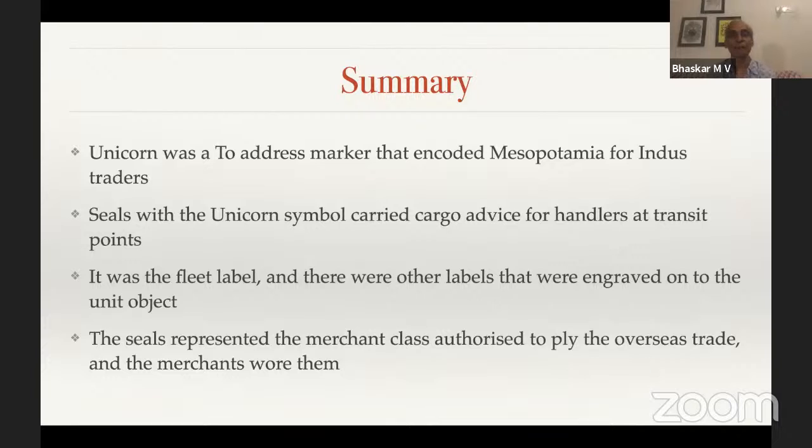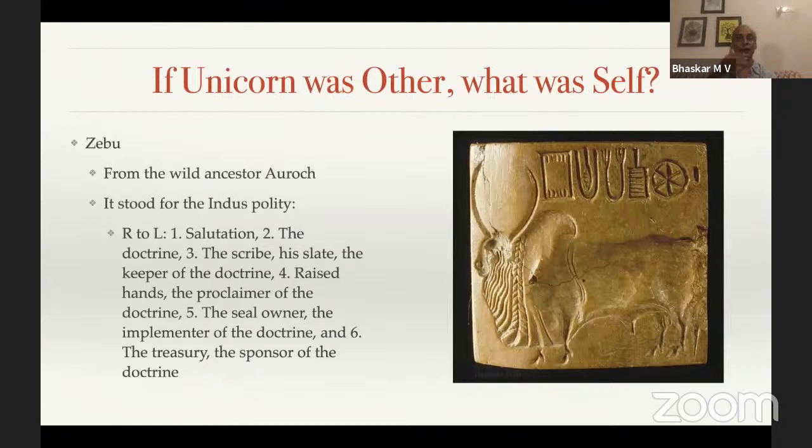So that is the summary of why it is a cargo mark. So when I say Mesopotamia, it is not an advertising trick. It probably did not mean Mesopotamians, but it definitely meant Mesopotamia to all the Indus traders, and it was a code language or a code symbolism for code marking on the cargo label that went. So if unicorn was the other, what was the self of Indus?